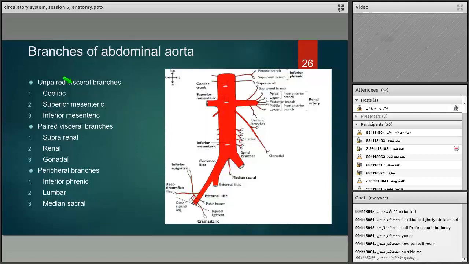Now, one of these branches is the celiac branch. The other is the superior mesenteric, and the other is the inferior mesenteric. This is the abdominal aorta. This is the celiac trunk, superior mesenteric, and inferior mesenteric. These three are the unpaired visceral branches.